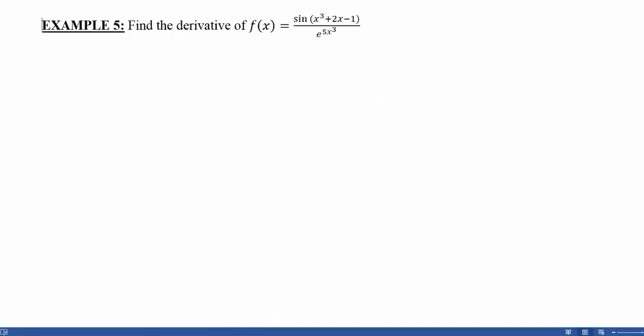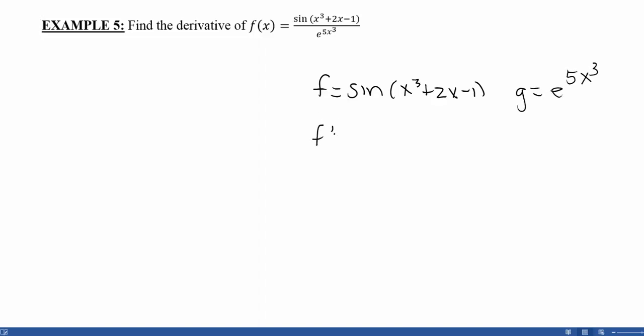Example 5. Find the derivative of f of x equals sine of x cubed plus 2x minus 1 over e to the 5x cubed. So this is another instance where we need to be extra careful because here our derivatives are going to involve chain rules within the quotient rule. So again, my f is always the function on top. So sine of x cubed plus 2x minus 1, and my g is e to the 5x cubed.